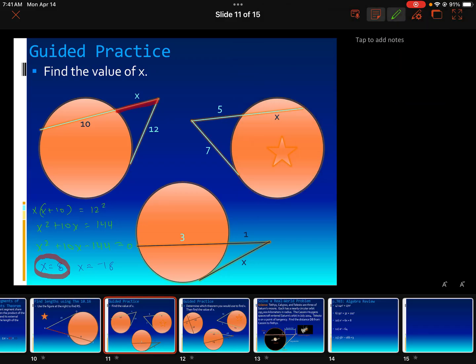Let's do the middle guy next. I'm going to take 4, that's 3 plus 1, times 1, and set that equal to X squared. So it looks a whole lot simpler than what we've been doing. What could X be? It could be positive or negative 2. I'm going to throw out the negative value again because notice that tangent right there has a length of X. It's got to be a positive length, not a negative length. So X is 2.